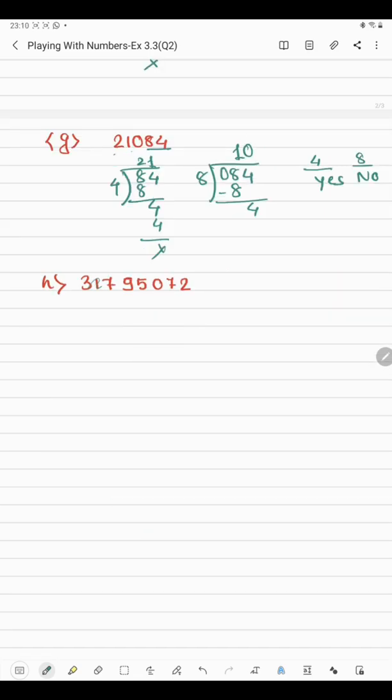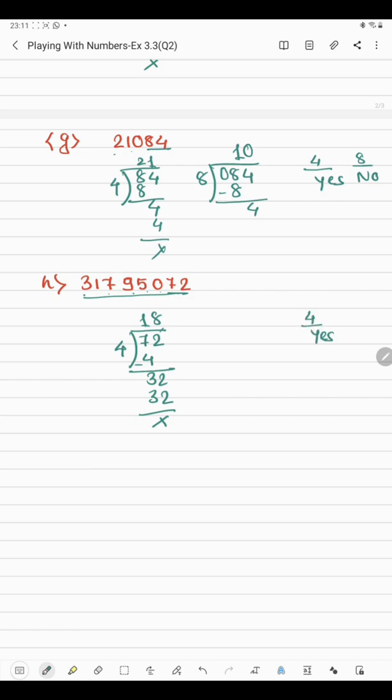Now in the next part we have 31795072. Again we will have to take the last 2 digits to check the divisibility by 4. So 4 1s are 4, 7 minus 4 is 3. Now 2 will come down, so 4 8s are 32. So we have got 0 as remainder. So we can say that this whole number will be divisible by 4 as 72 is divisible by 4. So we will write yes.